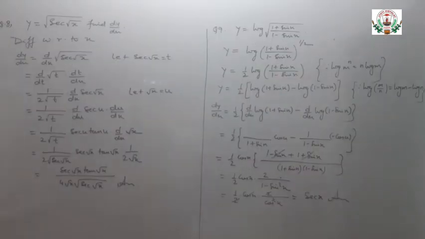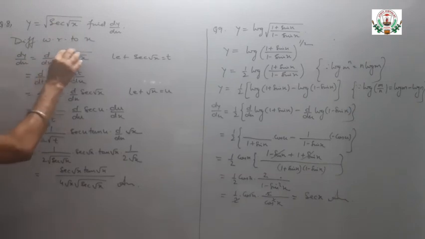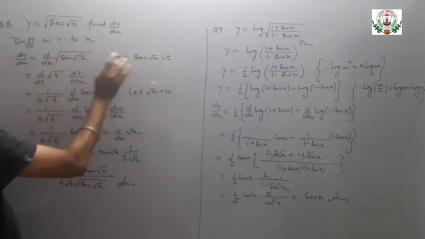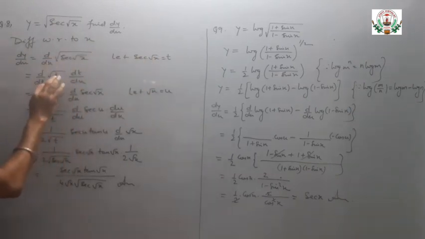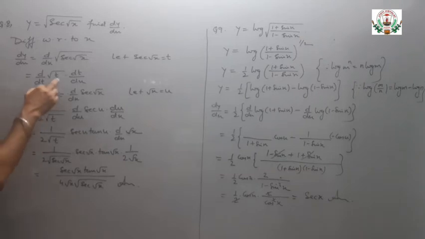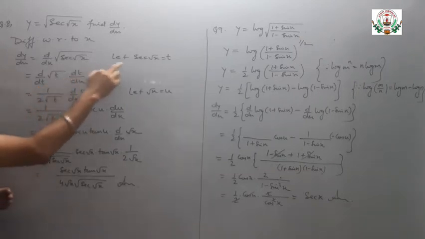Now here comes the next question. If y equals under root of sec root x, find dy by dx. So it is also a function of a function. So first we are going to take sec root x equal to t. It will become root t, d by dt of root t into dt by dx. d by dx of root x is 1 by 2 root x. So d by dt of root t will be 1 upon 2 root t. d by dx of, in place of t, sec root x.